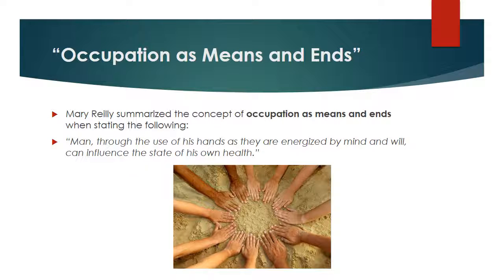And here's a quote that for those of you who continue on to occupational therapy school, you will more than likely see this come up again. But it's a quote by Mary Riley, who summarized the concept of occupation as means and ends when she stated the following: Man, through the use of his hands, as they are energized by mind and will, can influence the state of his own health. And if you recall, Mary Riley is one of the pioneers of the occupational therapy profession. That's just a little review for your final.